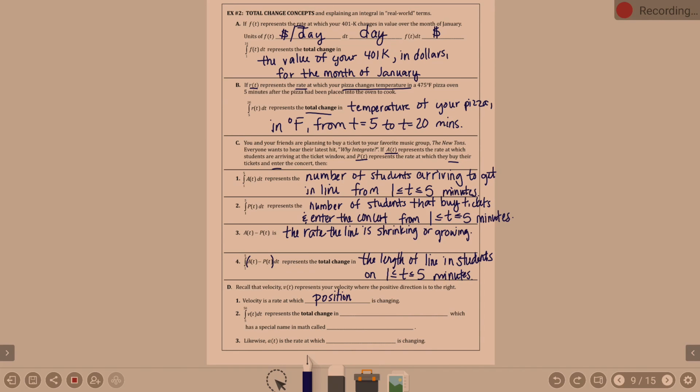Now, the integral from 5 to 50 of v of t dt represents the total change in position on what interval? 5 to 50. So that's going to be the first blank: change in position on, and here I have brackets, 5 to 50. And we don't have a label, so I'm just using units.